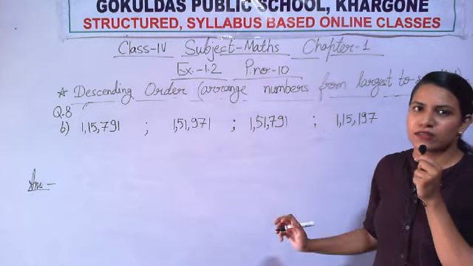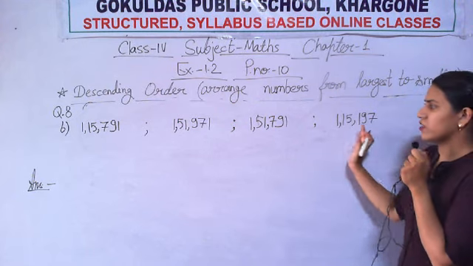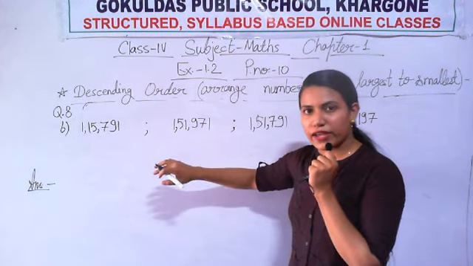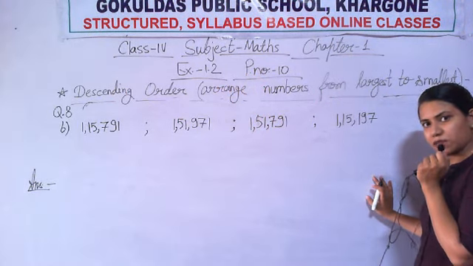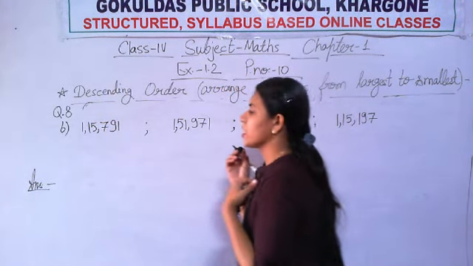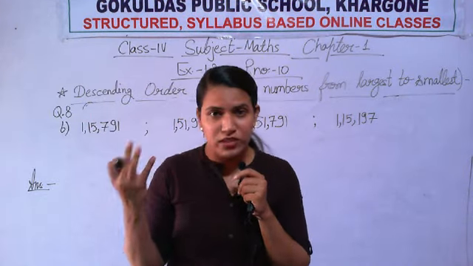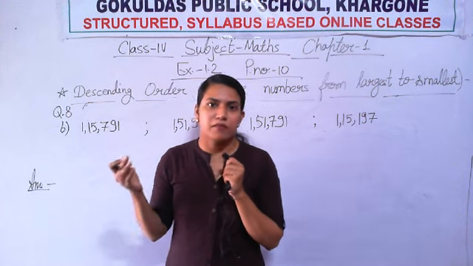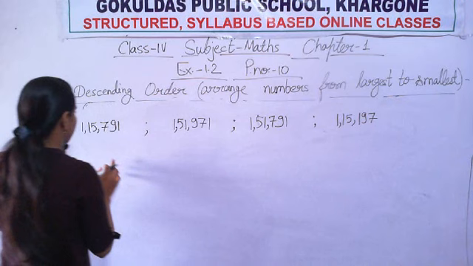How you arrange numbers in descending order? From largest to smallest, means the number which is the largest will come at first place. And the smallest number among these comes at last place. So we have 4 numbers and we want to find out which one is the largest. So for finding out the largest number, what we will do? We will compare the numbers. So start comparing.